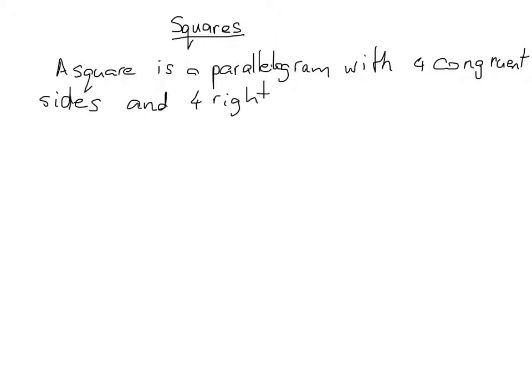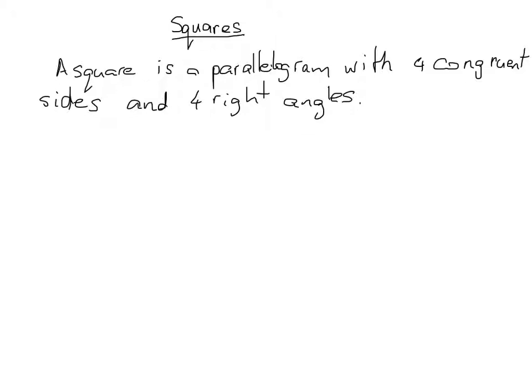So in order for us to really understand what a square is, of course, we need to remember what a parallelogram is. And a parallelogram is a quadrilateral, a 4-sided shape with 2 pairs of opposite parallel lines. All right, so once you remember what a parallelogram is, then now we can talk about the square.